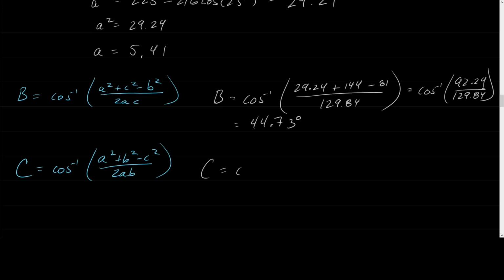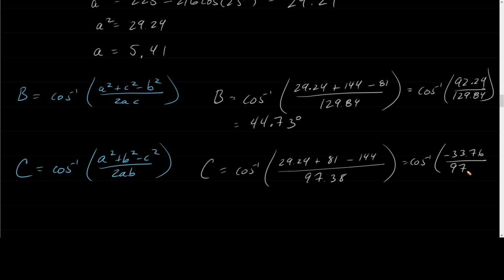Angle C would be cosine inverse of A squared, which we already know to be 29.24, plus B squared. B was 9, so B squared is 81, minus C squared. C was 12, so C squared is 144, all over 2AB. So that's 2 times 5.41 times 9, because B was 9. This gives me 97.38. The numerator, 29.24 plus 81 minus 144, gives me negative 33.76. So we're going to do cosine inverse of negative 33.76 divided by 97.38, and that gives me 110.28 degrees.